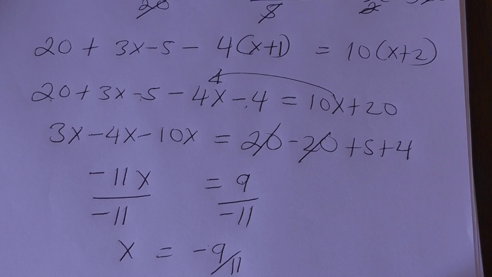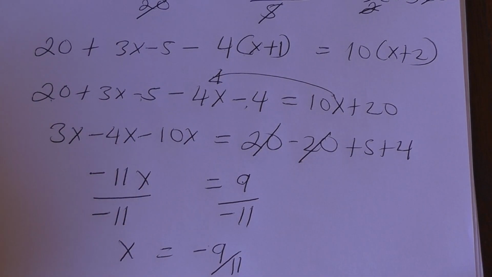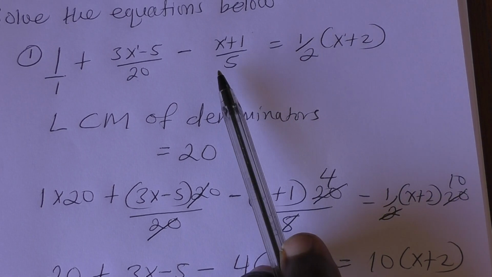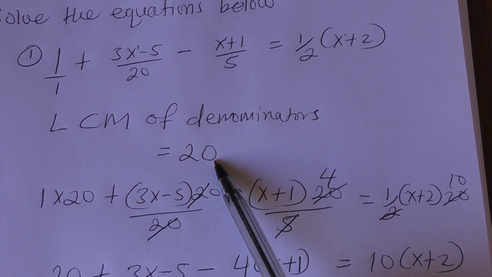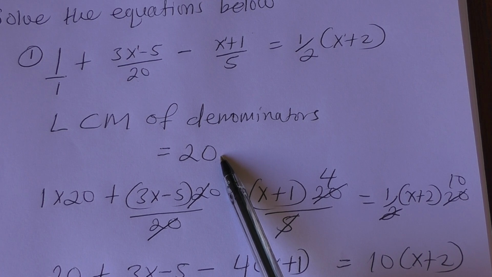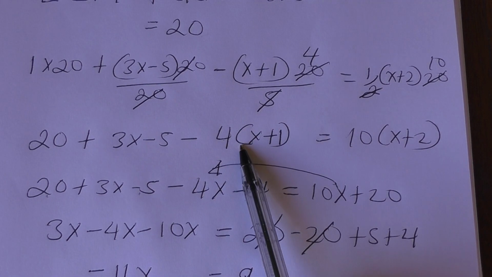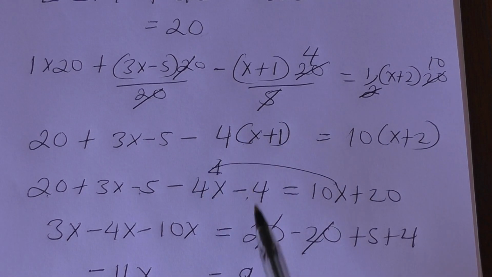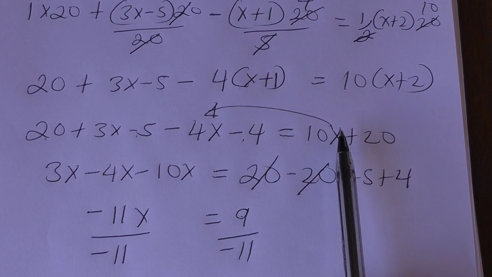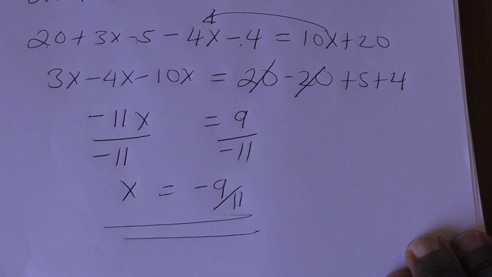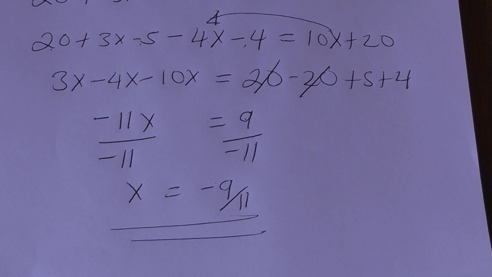So whenever we are given linear equations that involve fractions, the first step is eliminating the fraction by getting the LCM and multiplying throughout by the LCM. After that, we open brackets where they are, simplify by collecting like terms and getting the unknown. So that is how we work out linear equations.